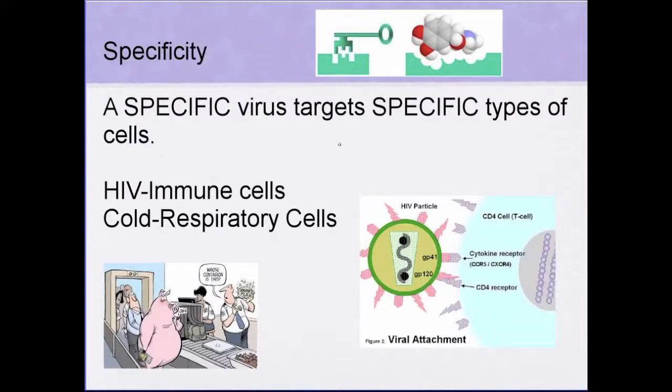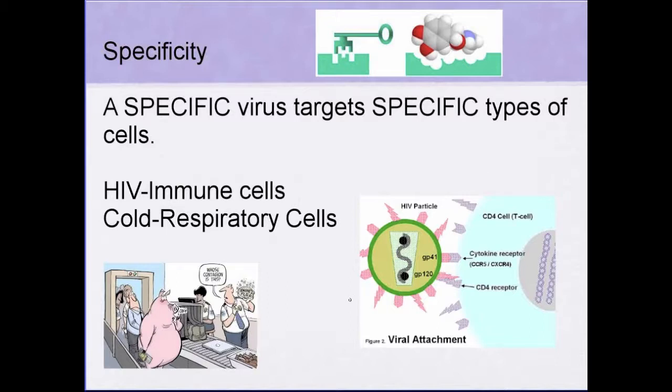You also need to understand that viruses are specific, okay? It's called specificity, and it means that a specific virus targets a specific type of cell. For example, the HIV virus specifically affects immune cells. And the cold virus specifically affects respiratory cells. That's why when you get a cold, it affects your nasal cavity, it affects your lungs, okay? That's all part of your respiratory system, and those are the cells that the cold virus is attacking.